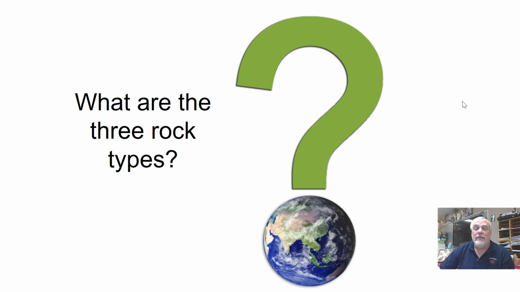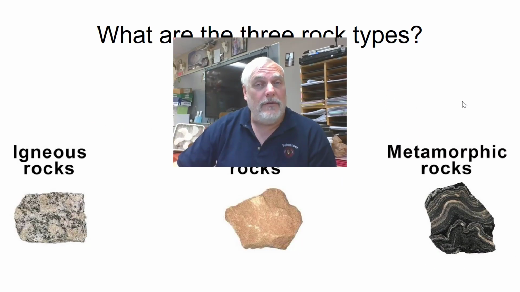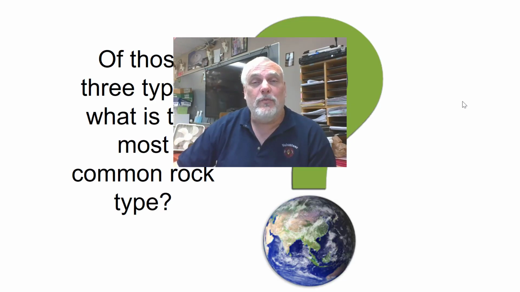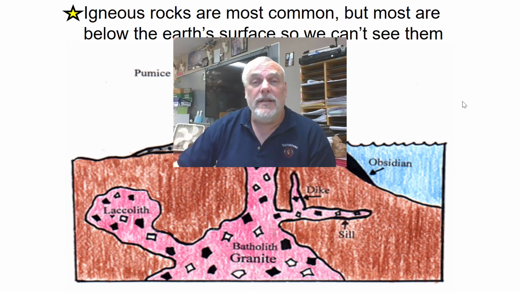Let's get started. First of all, let's do a quick review. There are three different rock types: igneous, sedimentary, and metamorphic. Of those three rock types, which is the most common throughout the entire world? This includes on the Earth's surface and below the Earth's surface. Well, the most common rock type in this case is igneous rock, but most of the rocks that are igneous are going to be found below the Earth's surface, so we generally don't see at least as many of them as you would expect since it's the most common rock type.